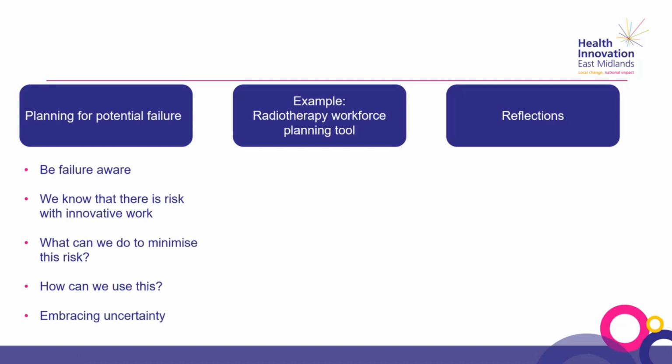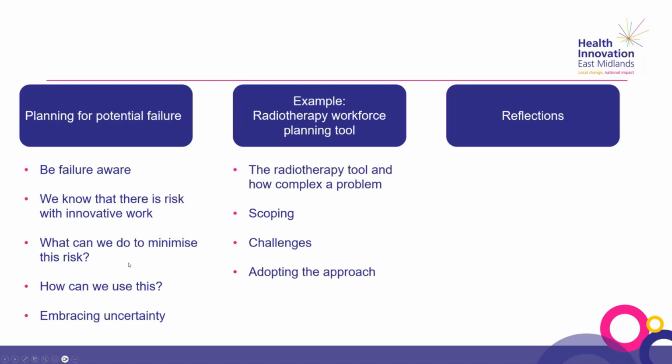So I think the first thing is we've been aware that failure is a possibility. We know that things don't always work, as we've heard today. And we know that there's that risk with things, particularly the more we're pushing, the more innovative it is, the newer it is, maybe there's a higher risk. But what can we do to minimize this risk, both structurally and also in the way that we actually approach the analysis? And actually, how can we use this? And really, how can we embrace uncertainty around some of our projects?